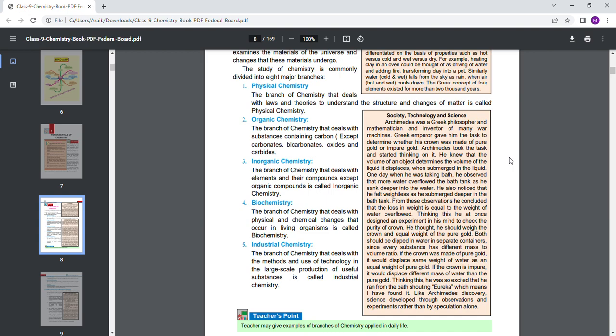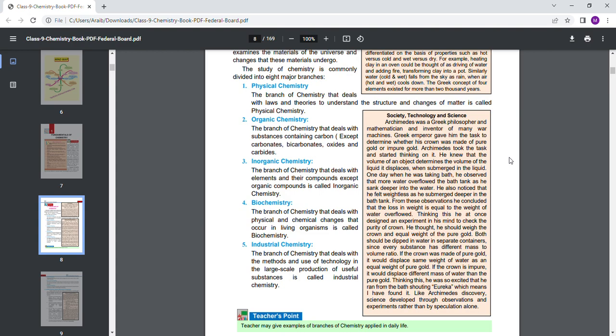Archimedes was a Greek philosopher and mathematician and inventor of many war machines. The Greek emperor gave him the task to determine whether his crown was made of pure gold or impure gold. Archimedes took the task and started thinking on it. He knew that the volume of an object determines the volume of the liquid it displaces when submerged in the liquid. One day, when he was taking a bath, he observed that more water overflowed the bath tank as he sank deeper into the water.